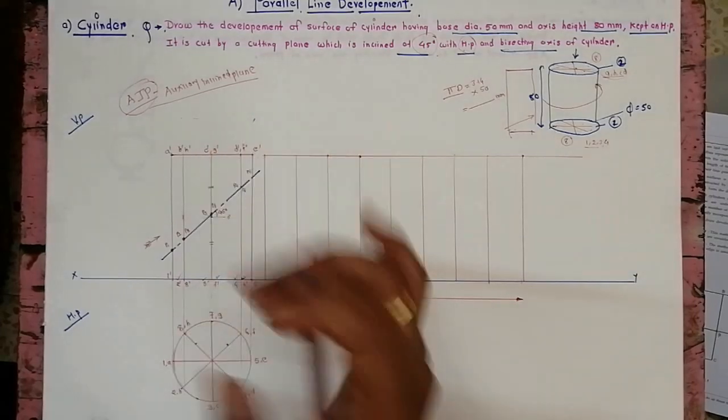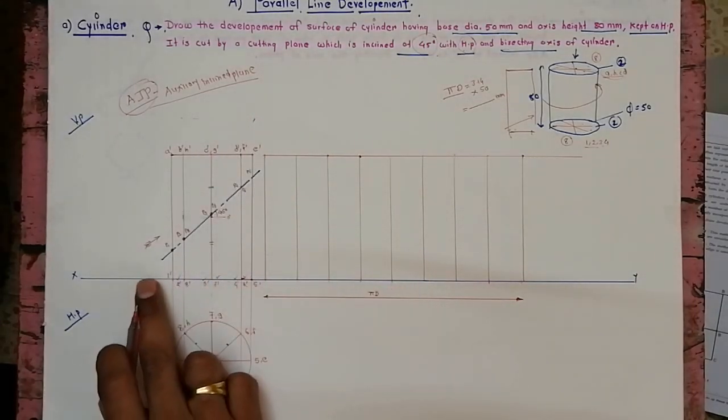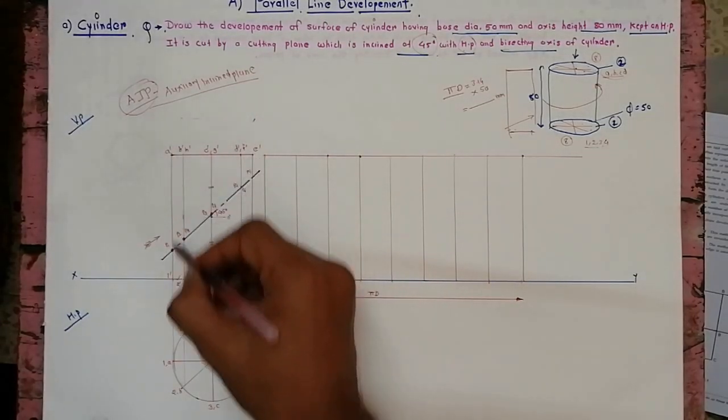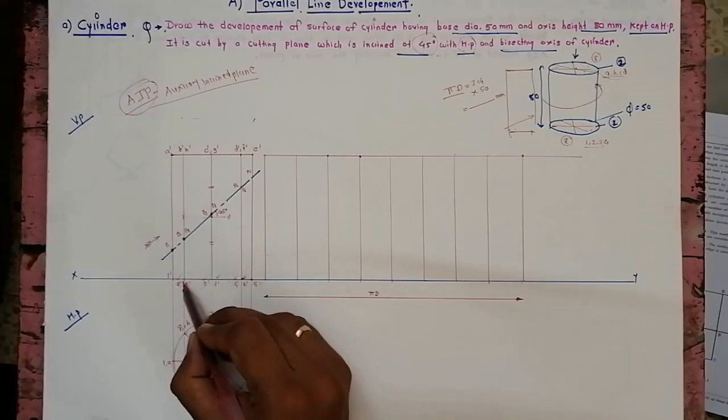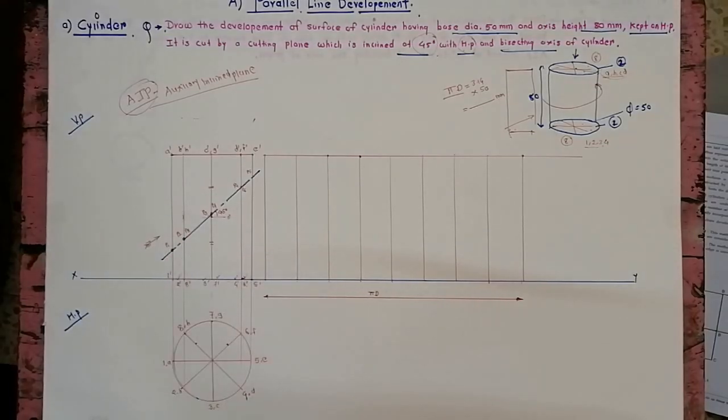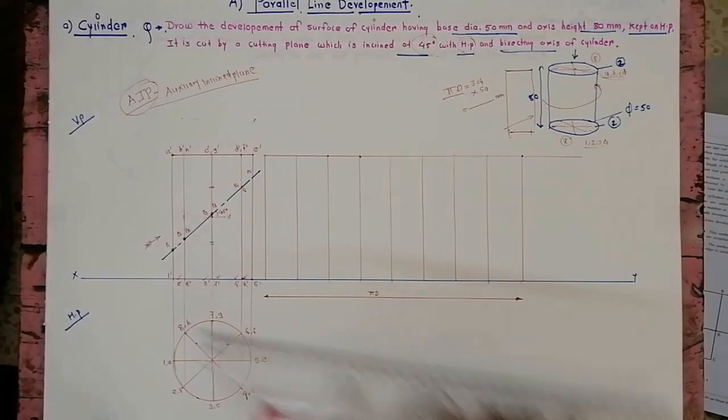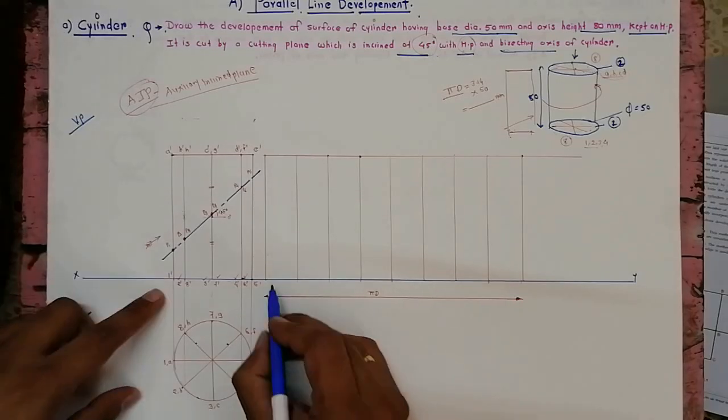So this is very important. If the cutting plane intersects one edge, one intersection. If there are two edges, we get two intersections. That is the simple method. Now we have to transfer these intersections onto the respective edges. For that we'll give the nomenclature.